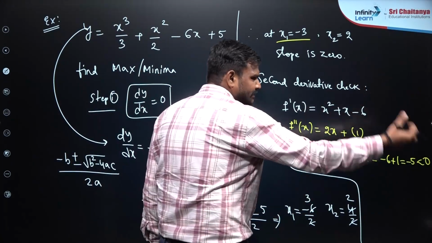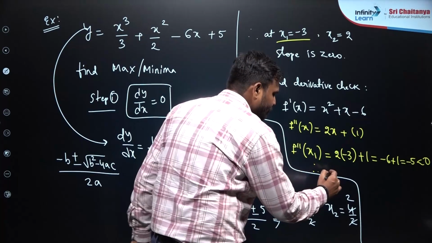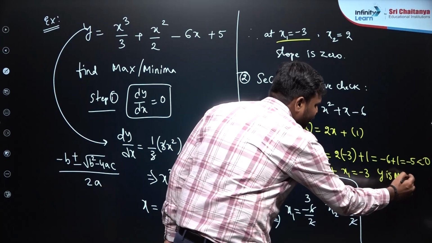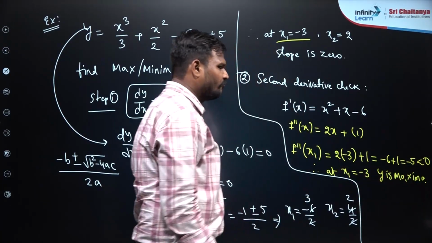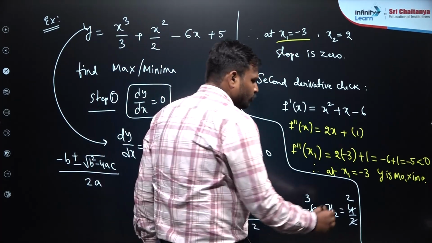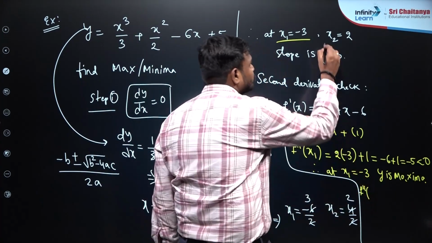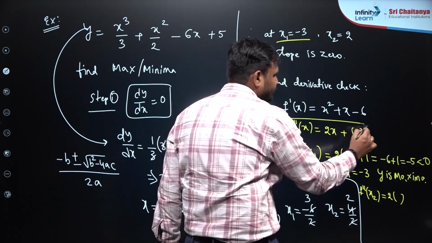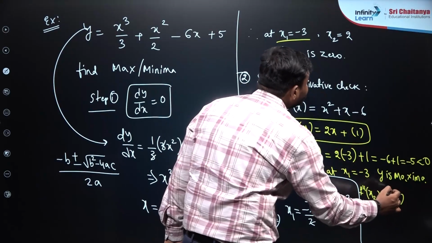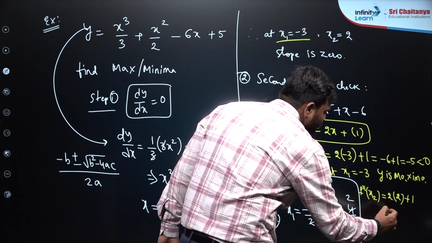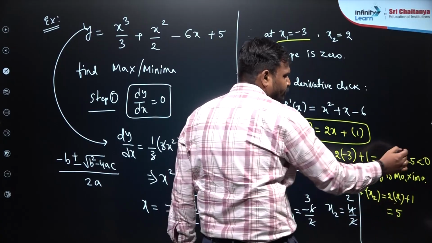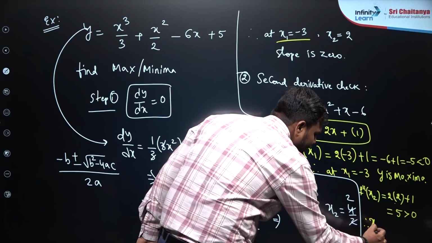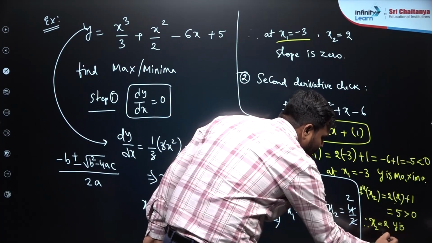Therefore negative number less than 0 means what, sir? It is a maxima point. Y is maximum. And next x2, f double dash of x2. How much is x2? That is 2. So f double dash of x is 2x plus 1. So substitute 2 into 2 plus 1. So 4 plus 1, 5 is a positive number. So positive number is greater than 0. So it means it is a minima. At 2, y is minimum.